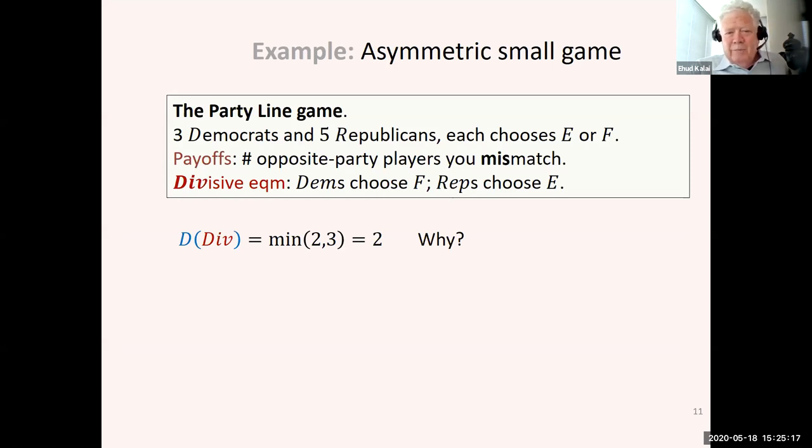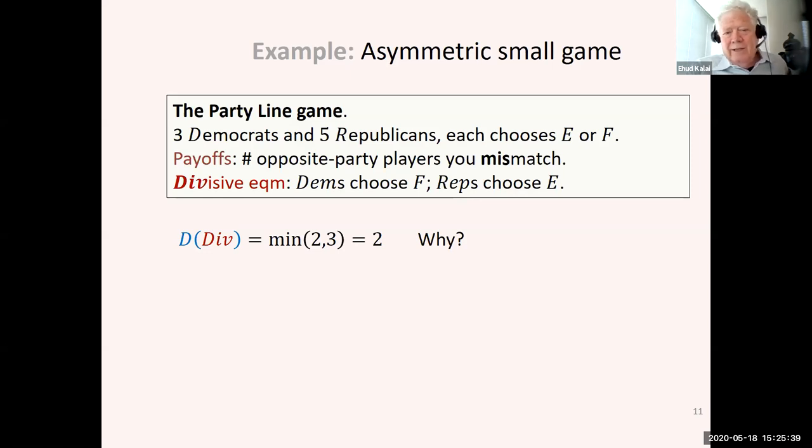And here are their preferences or their payoffs. Every player wants to mismatch the choices of the opposite party. A Democrat doesn't want to look like a Republican, so he wants to choose the language that the fewest of the Republicans chose, and conversely for the Republicans.